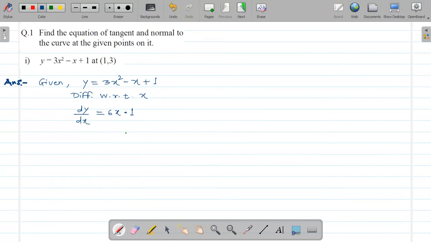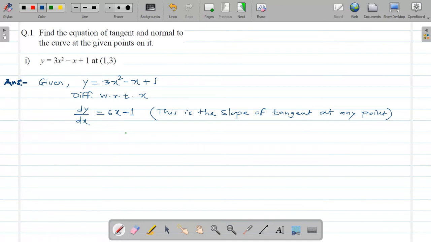Now as per the geometrical meaning of the derivative, this dy by dx is nothing but the slope of the tangent at any point. So I will write here, this is the slope of tangent at any point. Always remember, whenever you take the first order derivative of the given function, then you will get the slope of the tangent at any point.